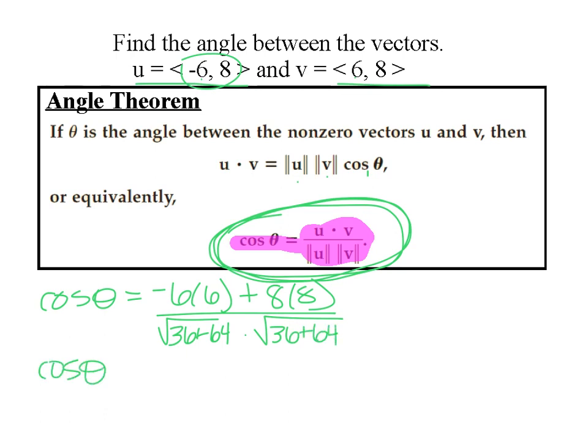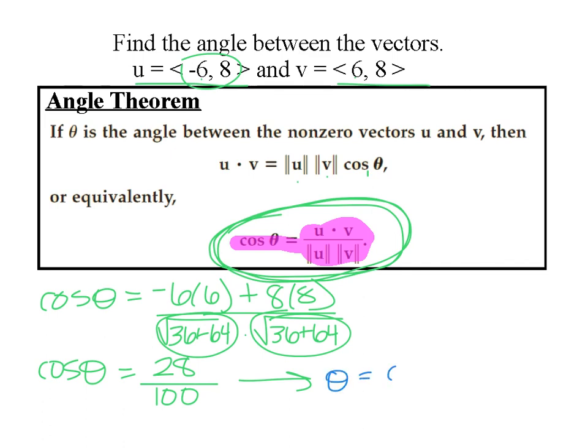So cosine theta is going to equal, let's see here, negative 36 plus 64 on the top is 28, over the square root of 100 times the square root of 100, which will just be 100. Now we want to figure out what the angle is. So since we have cosine of theta, to find the angle you are going to want to do the cosine inverse. So theta is going to equal the inverse cosine of 28 over 100.